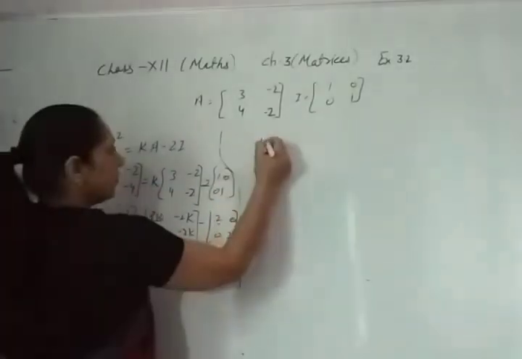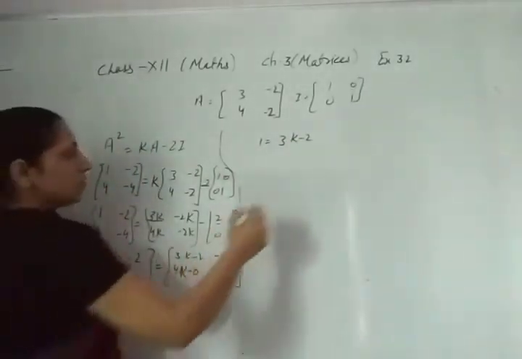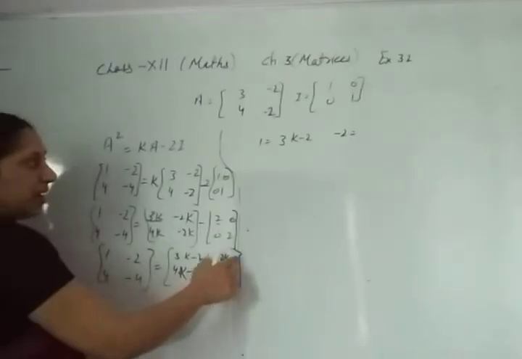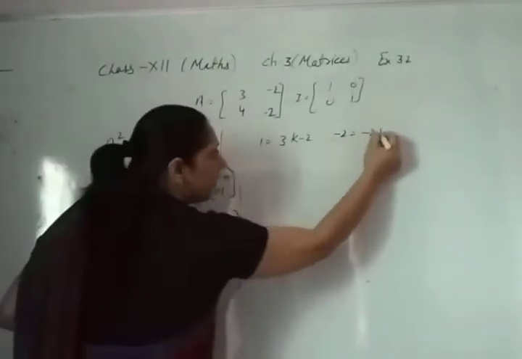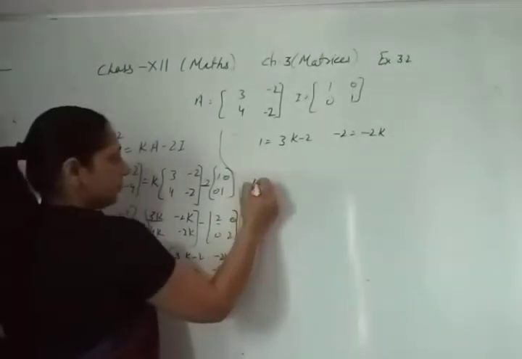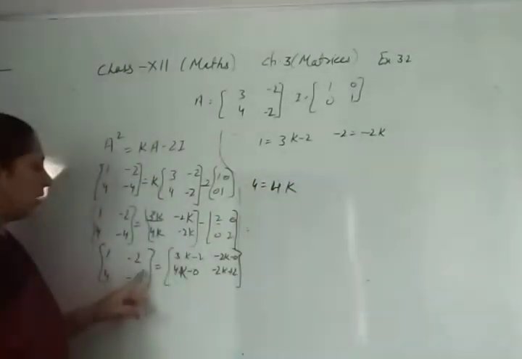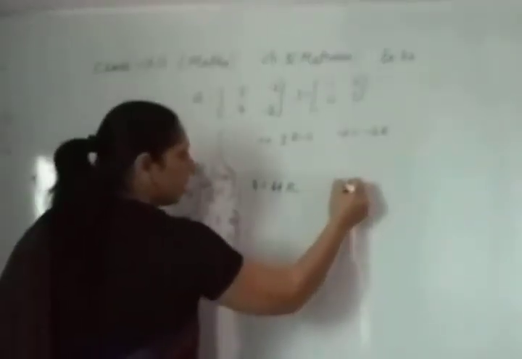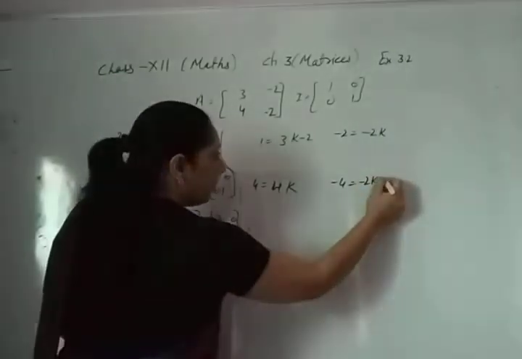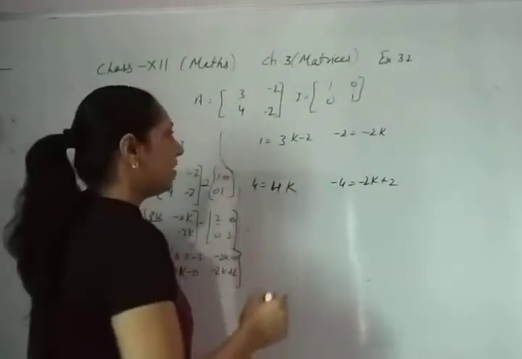1 is equal to 3k minus 2, minus 2 is equal to minus 2k minus 0, that is equal to minus 2. 4 is equal to 4k, minus 4 is equal to minus 2k plus 2. Now we have to solve this equation and we have to find the value of k.